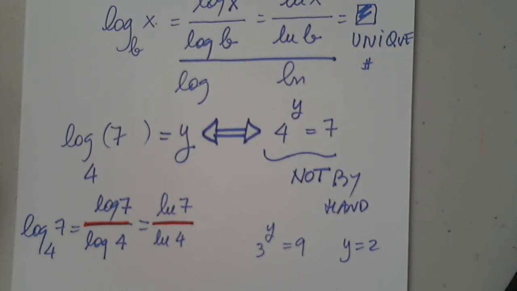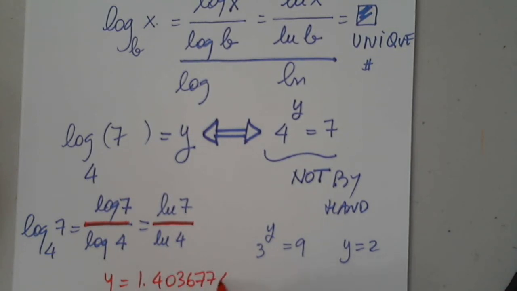Let me delete this. So we have log 7 divided by log 4, which has to be exactly the same thing as natural log 7 divided by natural log 4. Absolutely, because there is only one number we raise 4 to get 7. So the answer we got was y equals 1.403677. There is no need to copy all of the digits. How do I check?